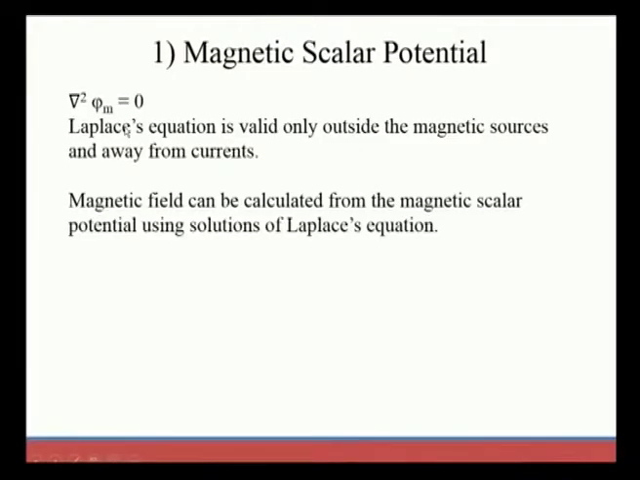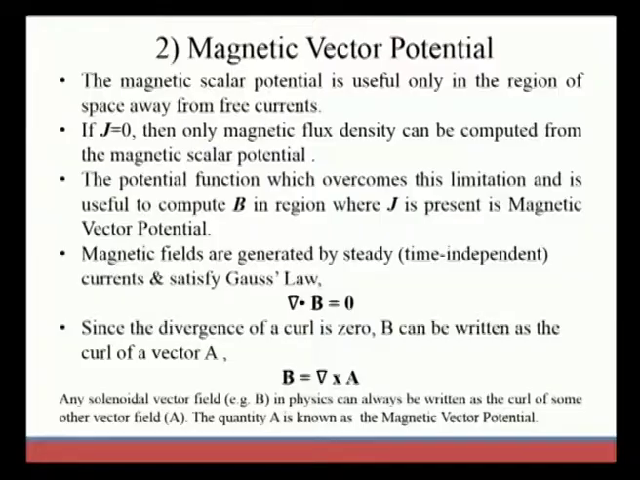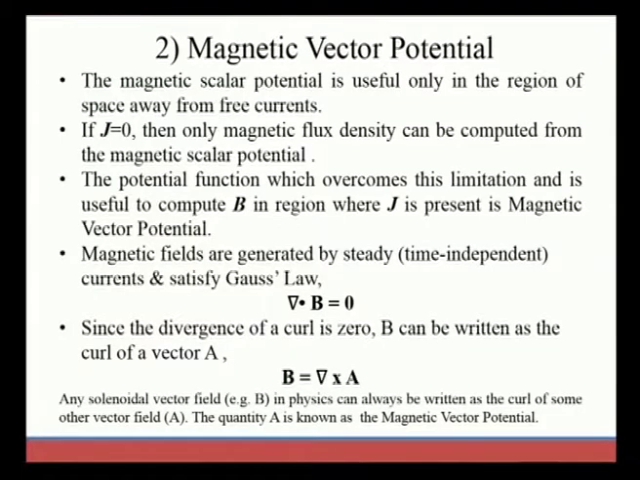So this can be used for finding the magnetic field when J is 0, that is, there is no current and we are outside a magnetic source. Then we can use the Laplace equation to find the magnetic field. Next we move on to the magnetic vector potential. The magnetic scalar potential, as we studied, is only used in the region of space where the current is 0, away from the source, that is, free of currents.